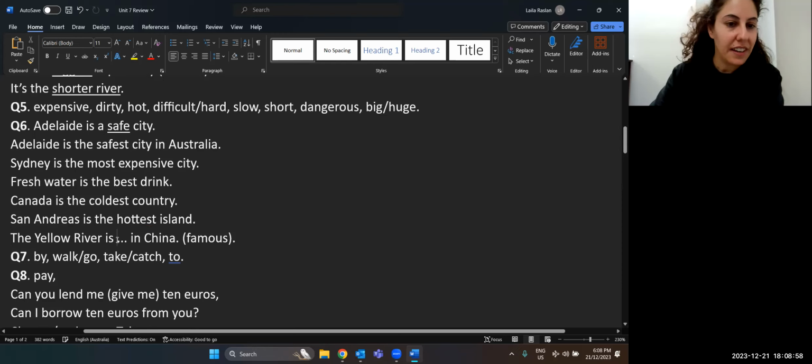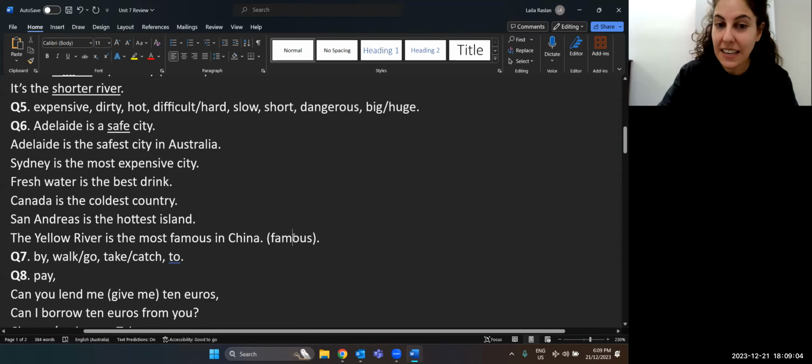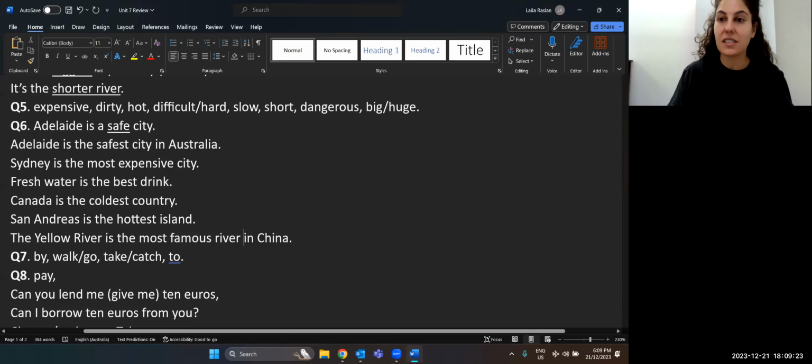The Yellow River is the most famous in China. Now that's taking an adjective we haven't talked about, famous. It's a long adjective, so we don't add an ER, we don't add an EST, we just leave it. I could say the Yellow River is a famous river, or is the most famous river in China, because I'm comparing it to many other rivers in China.